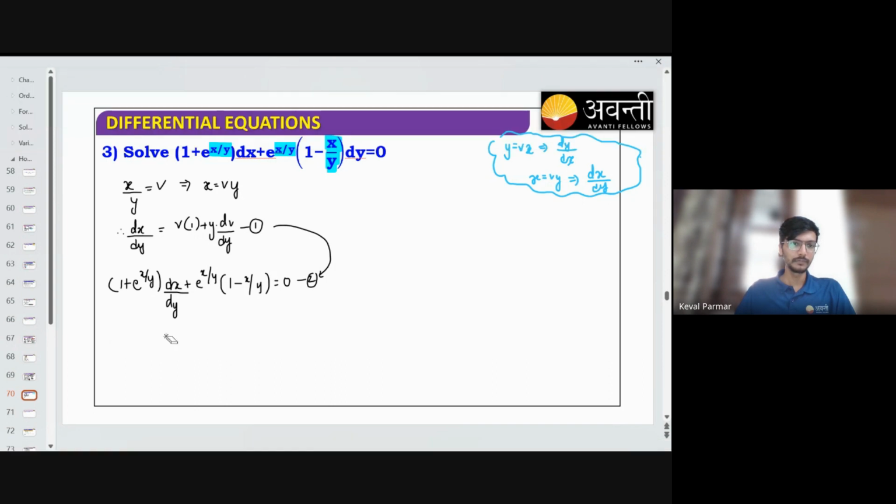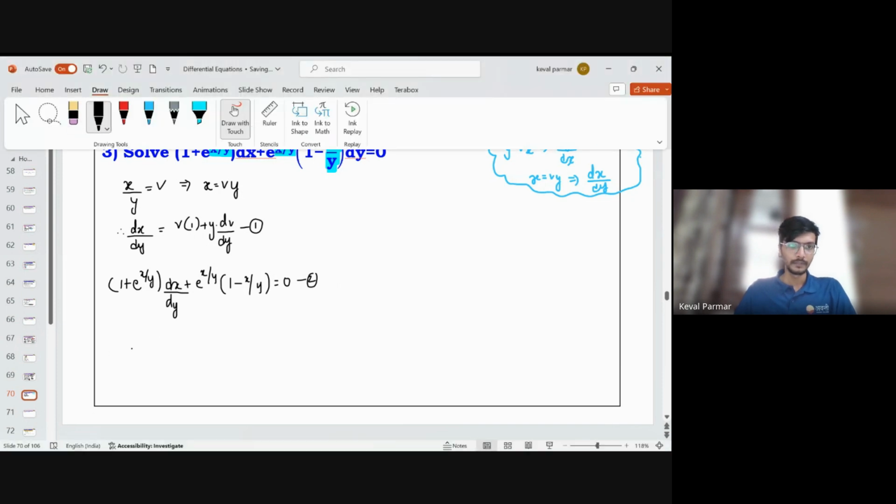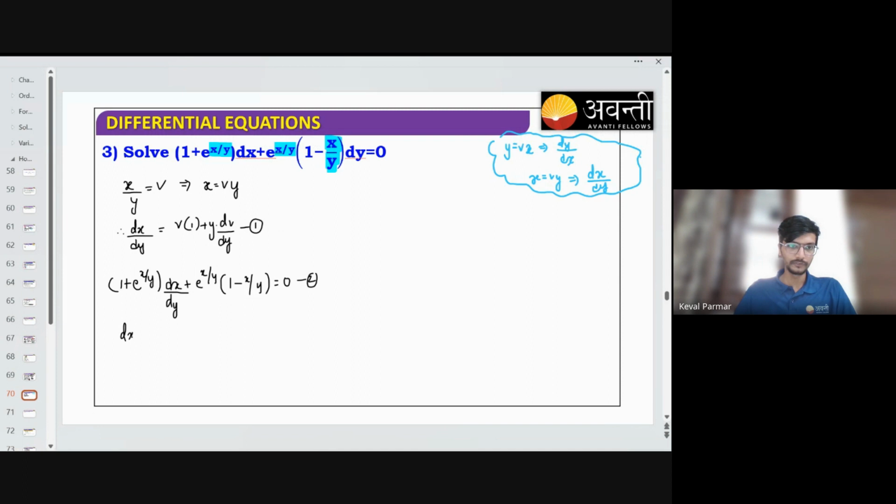Let us simplify it more. We'll directly write dx by dy. I hope it is fine. So from here, dx over dy will be simpler like this. dx over dy will be equal to minus e raised to x by y into 1 minus x by y, I took it on the right hand side, upon 1 plus e raised to x by y. Mark it as equation 2.